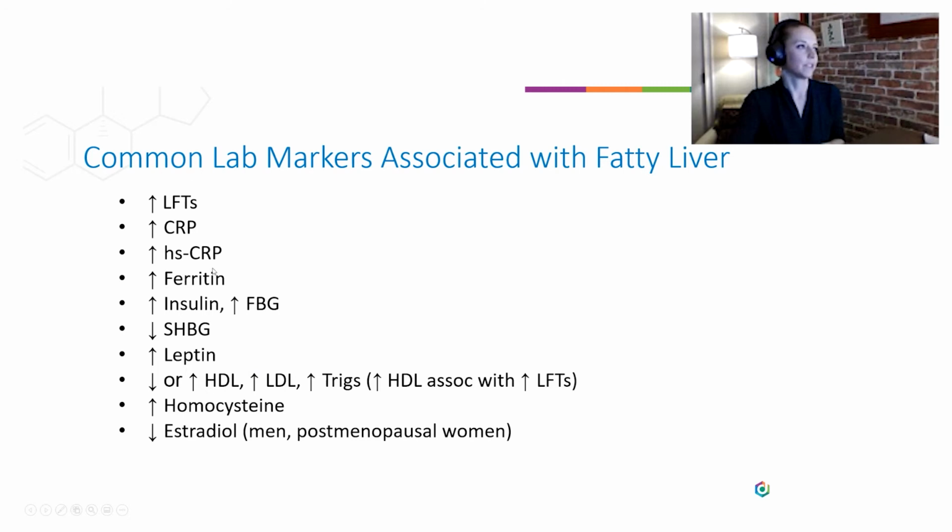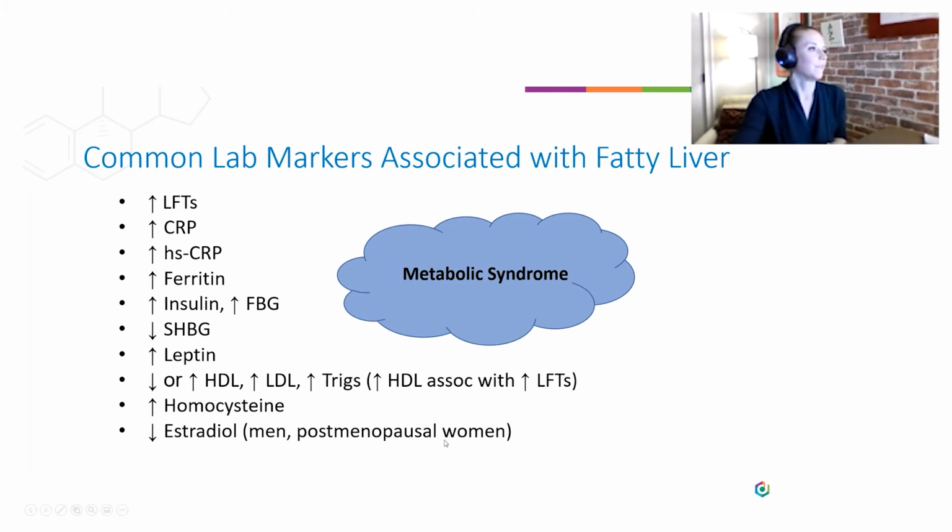Because yes, the liver enzymes are high and we have inflammatory markers, but also insulin and glucose and SHBG levels are low and leptin levels are high. All of these things we see with our metabolic syndrome patients. And so you'll often want to screen your metabolic syndrome patients for liver enzymes.